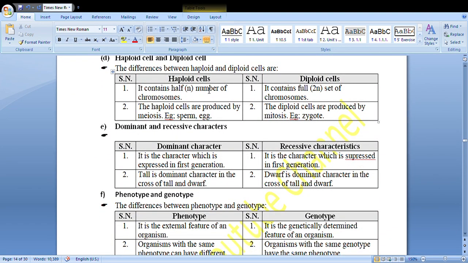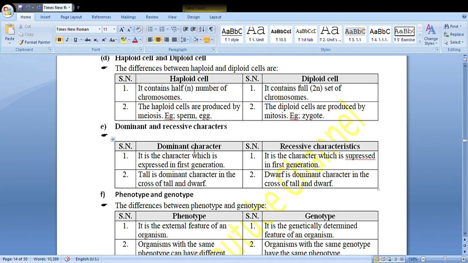Haploid cell and diploid cell. A haploid cell contains half or n number of chromosomes. A diploid cell contains the full or 2n set of chromosomes. Haploid cells are produced by meiosis, for example sperm and egg. Diploid cells are produced by mitosis, for example zygote.